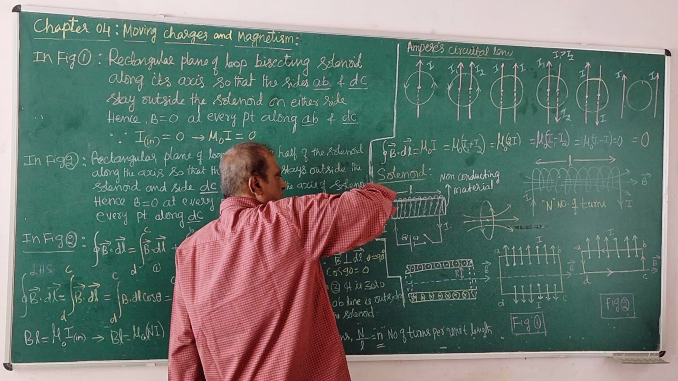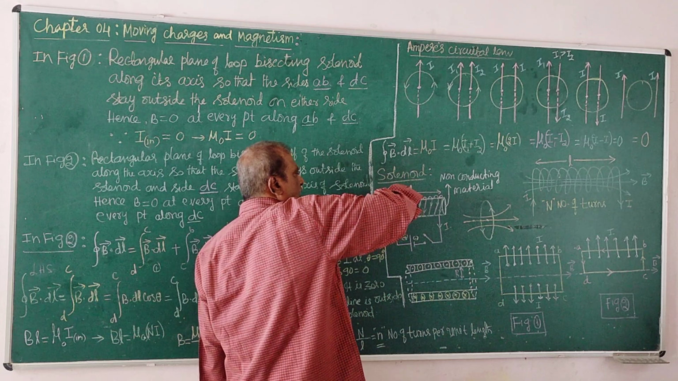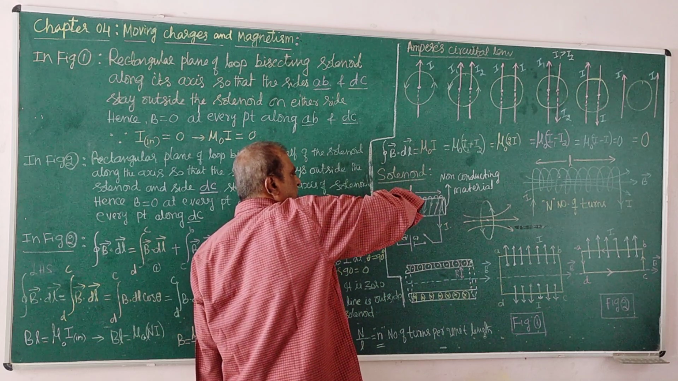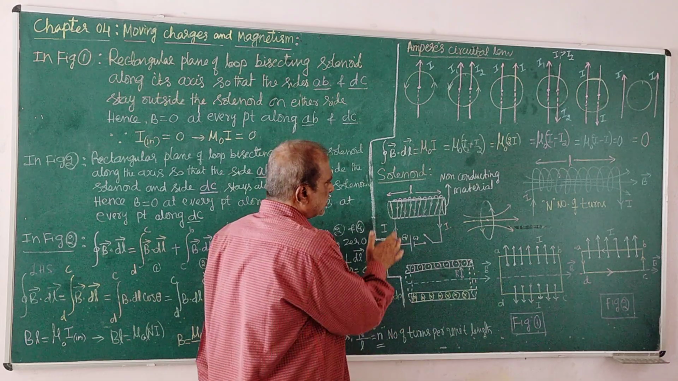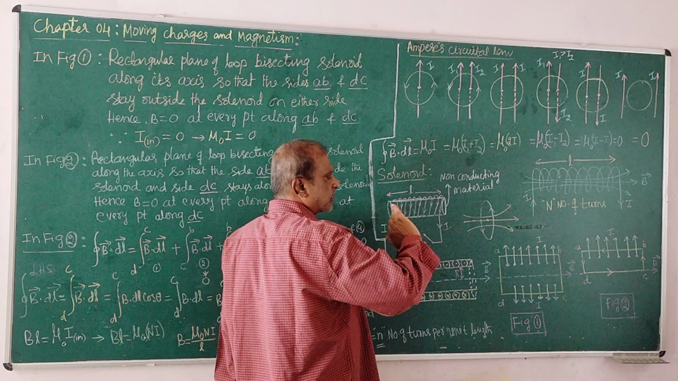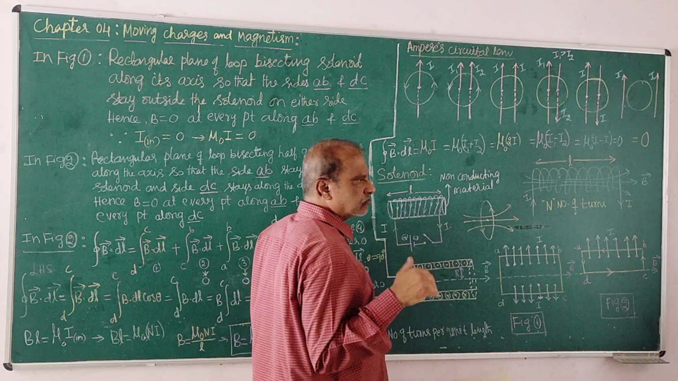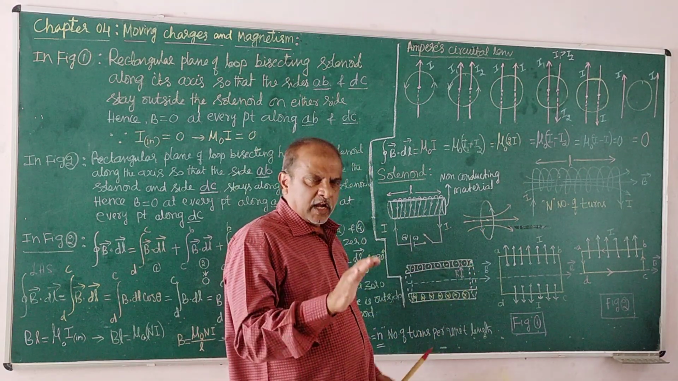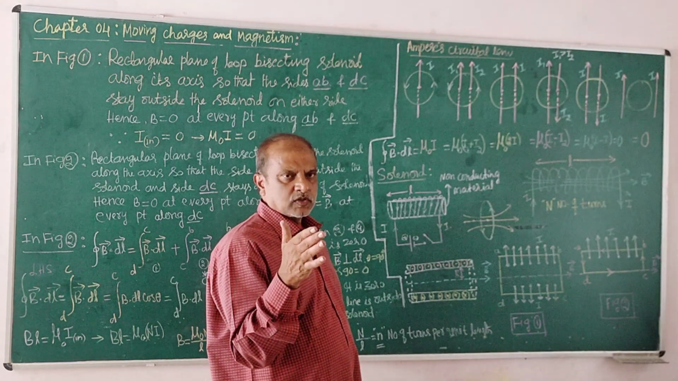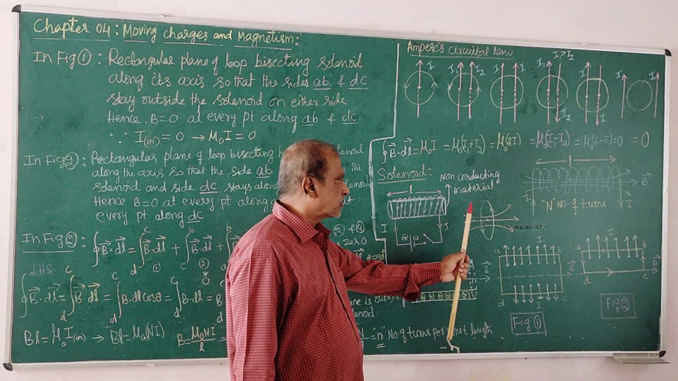So here, holding the fingers like this, the thumb in the direction of the current, and the curling fingers move like this, again inside. So at each turn, the magnetic field is along the same direction, inside only, not outside. Using the right hand palm rule also, we can understand the direction of the magnetic field in the solenoid.